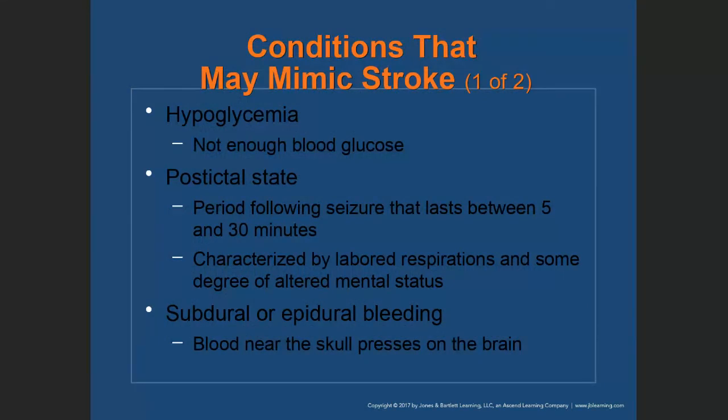Now, conditions that can mimic a stroke. A patient with a low blood sugar, which is hypoglycemia, can present with stroke-like symptoms, but they are not having a stroke. Their blood sugar is just too low. The postictal state of a seizure, after a seizure. This is when the brain is starting to reset. During this phase, the patient can present like they're having a stroke. Subdural or epidural hematoma or bleeding. Blood near the skull presses on the brain. These patients can present as if they're having a stroke.